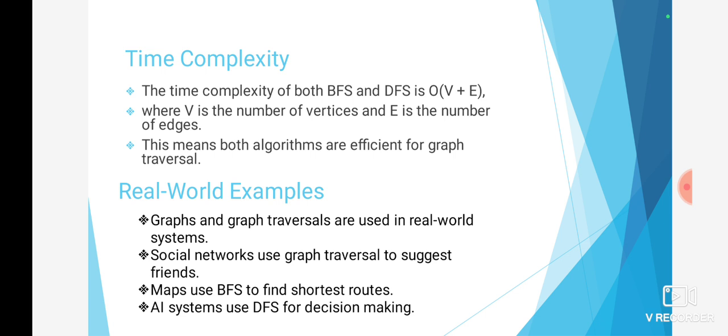Real world examples. Graph traversal techniques are widely used in real world applications. Social media platforms use graph traversals to suggest friends. Maps and navigation systems use BFS to find the shortest path. Artificial intelligence systems use DFS for decision making and problem solving.